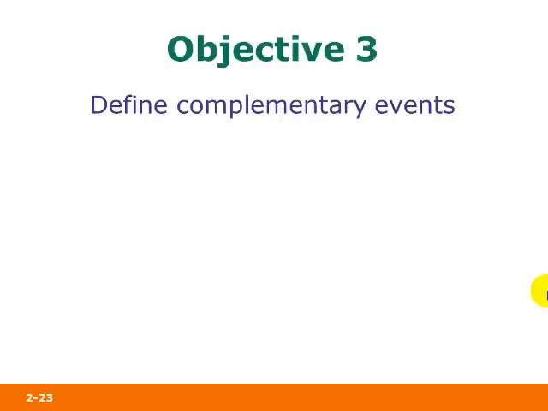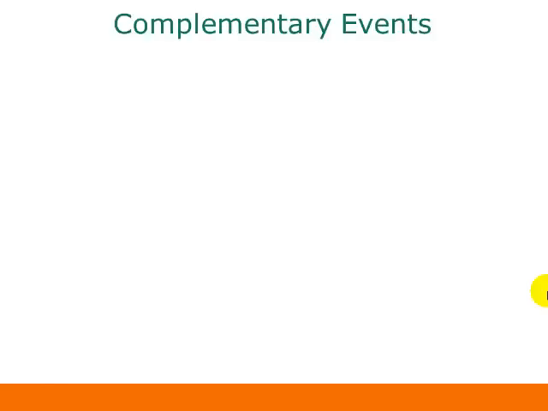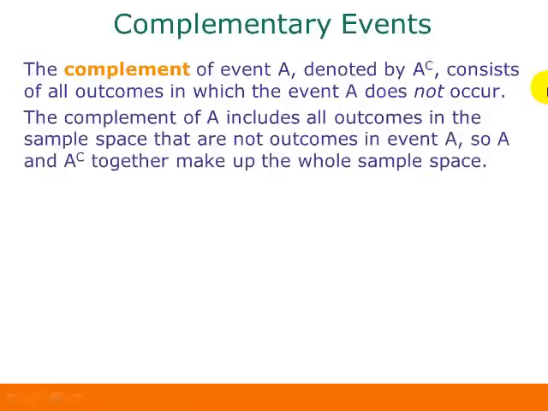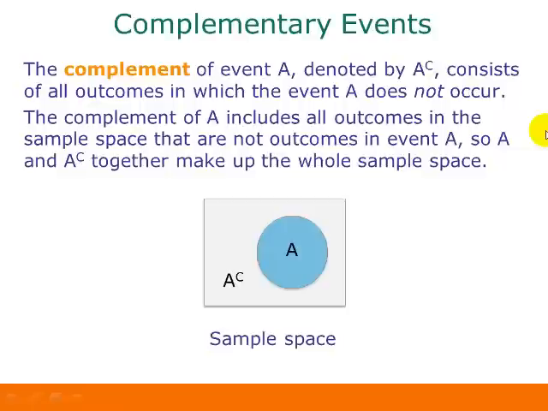Objective 3 in this section was to define complementary events. So the complement of an event A, which in this textbook is denoted by A with the superscript C, consists of all outcomes in which the event A does not occur. So the complement of A includes all outcomes in the sample space that are not outcomes in event A, which means that A and A complement together make up the whole sample space.